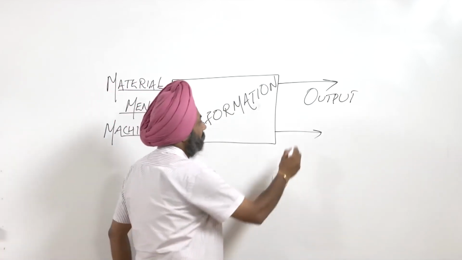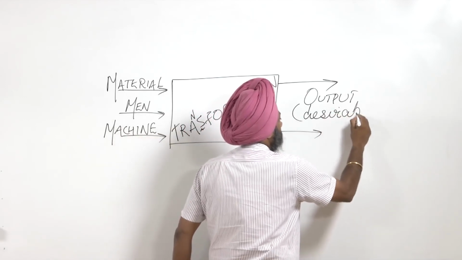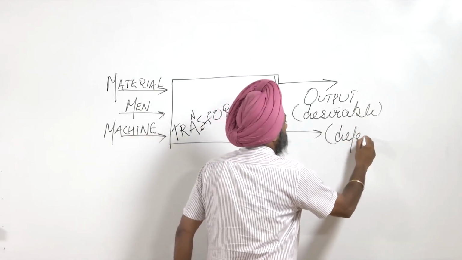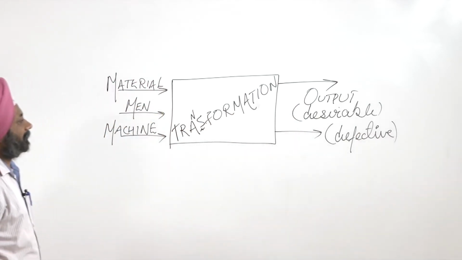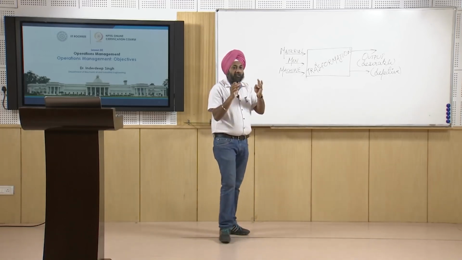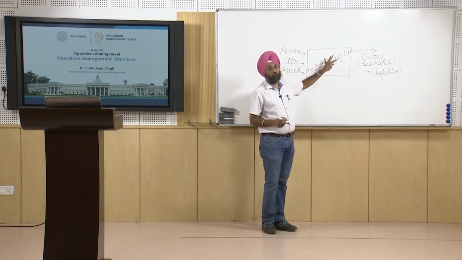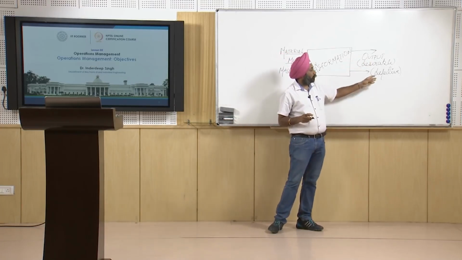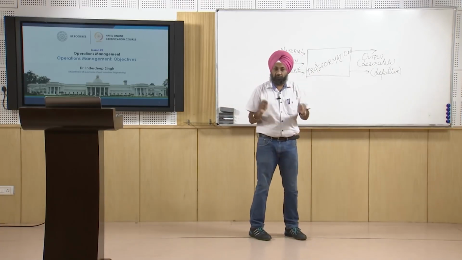Output can be desirable or this can be defects. So, we can have a desirable output or we can have a defective output. Now, the operations basically is the conversion of these raw materials using any form of transformation and getting the output. Output can be a desirable output or it can be a defective output. Now, this is the basic concept of operations.